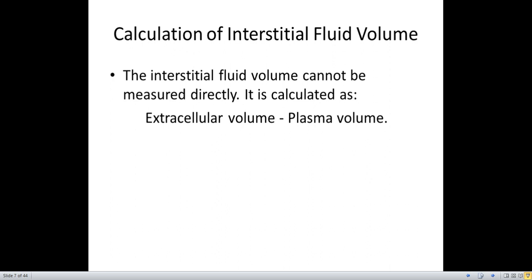Calculation of interstitial fluid volume. Like intracellular volume, the interstitial fluid volume cannot be measured directly. It is calculated as extracellular volume minus the plasma volume.